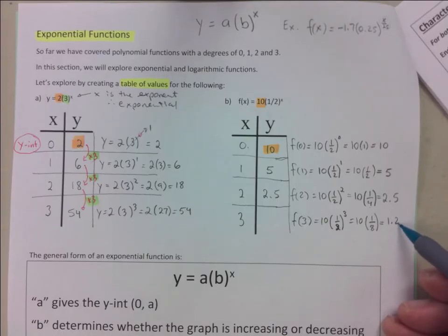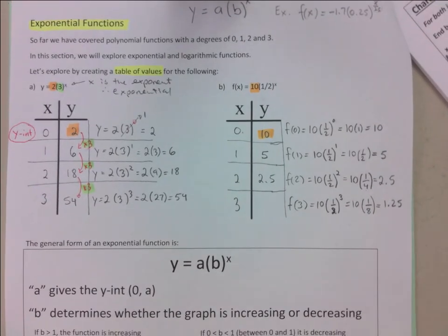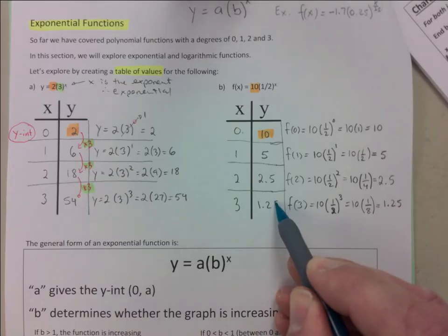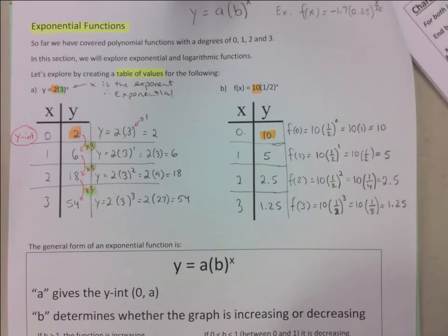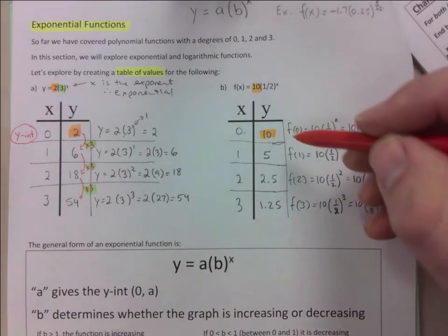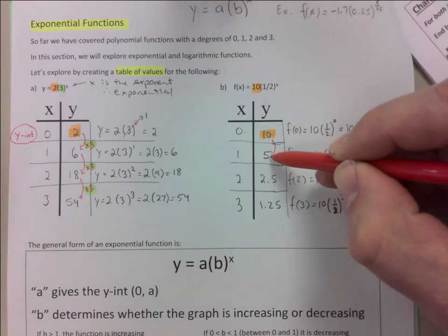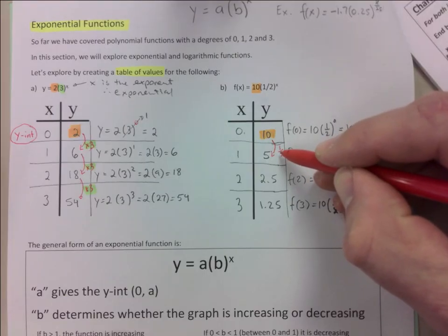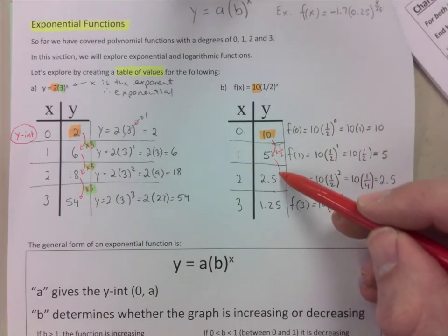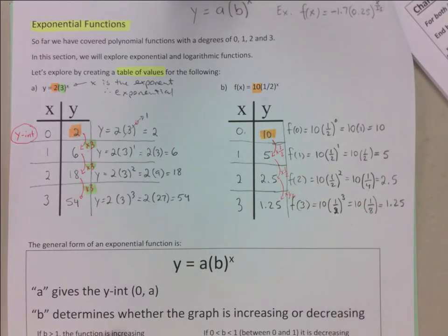That is 1.25. So this is 1.25. What did we multiply every time? What did we multiply this answer by to get this? We multiplied it by half. Right? Times 1/2, times 1/2. It's a little messy, I know. Try to make it work if you can.